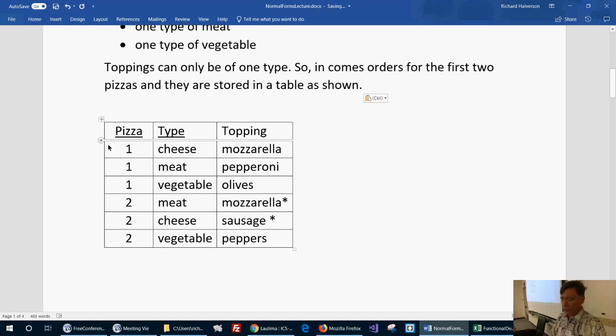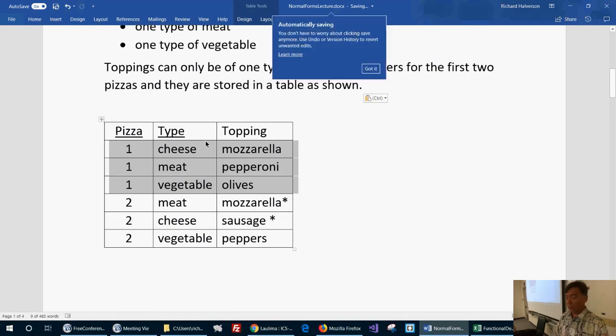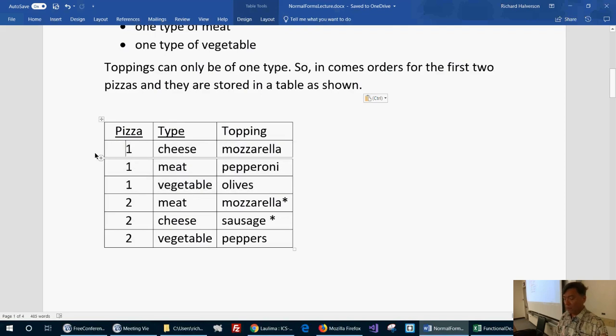They're stored in a table like this. Your first order comes in, pizza order number 1, and you decide the key will be pizza and type, because you can only have one of each type, so you need both. So for pizza 1, you have one cheese, one meat, one vegetable. There's no duplicates. For pizza number 2, you have meat, cheese, and vegetable. No duplicates. It fits.